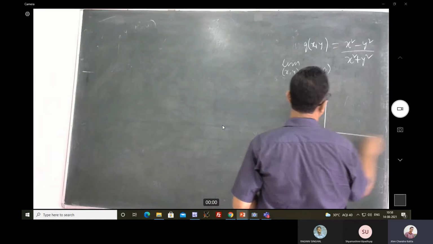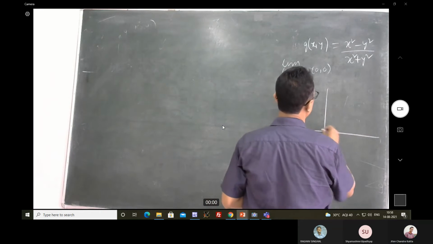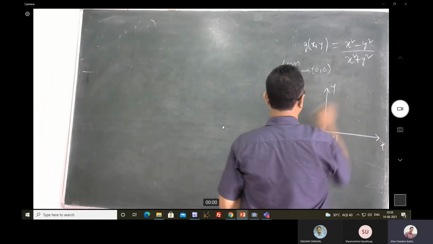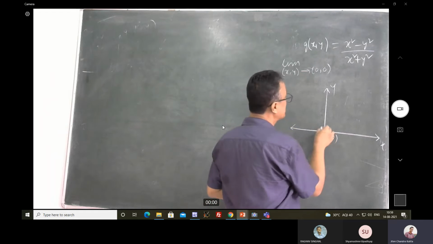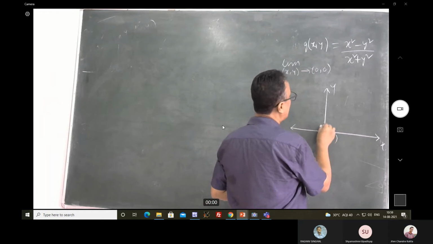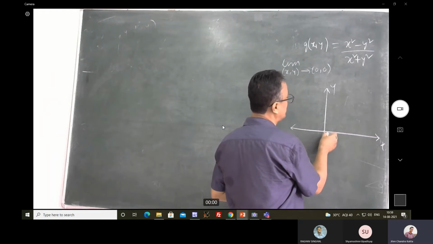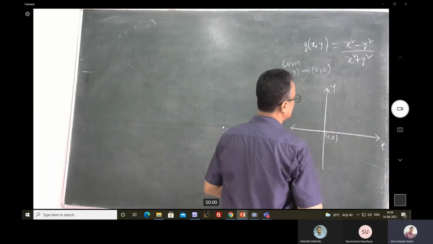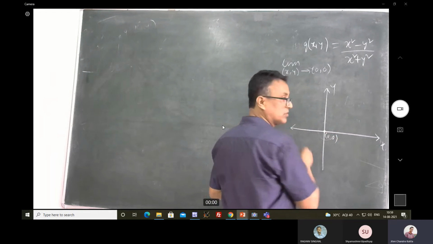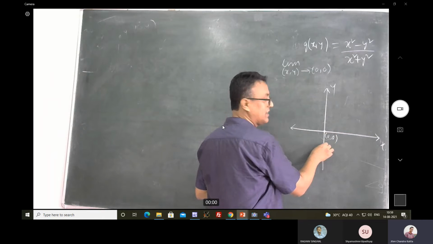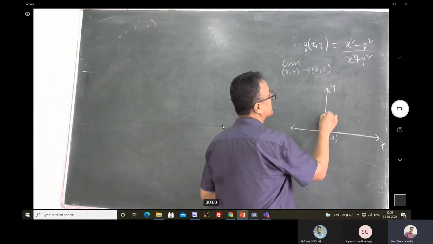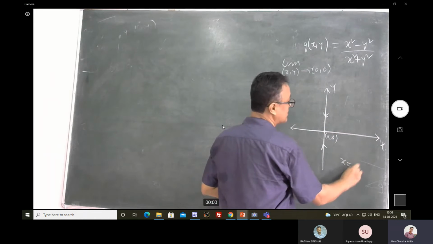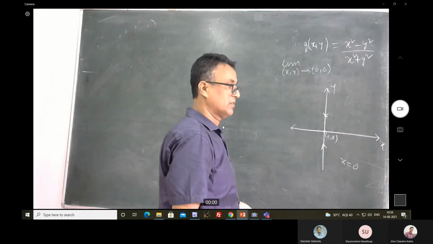See here, it is about the origin, because what I'm doing here is trying to make all the neighboring points of the origin reach the origin. Say suppose I'm trying to reach the origin through a line along the y-axis. So in that case, what must happen? x equal to 0. Is it okay?